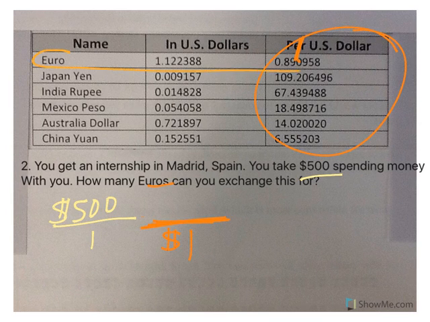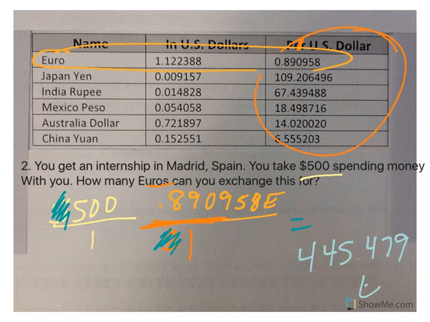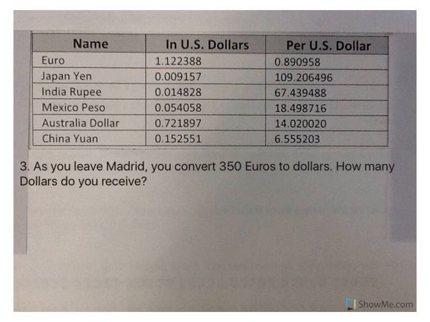So I look at the euros, that's this top one, so it'd be 0.890958 euro. So doing that, this dollars cancels out, I multiply across, and when I multiply across, I end up with 445.479 euro. Okay? So hopefully that makes sense of how we know what column. If we start with dollars, we use this column.